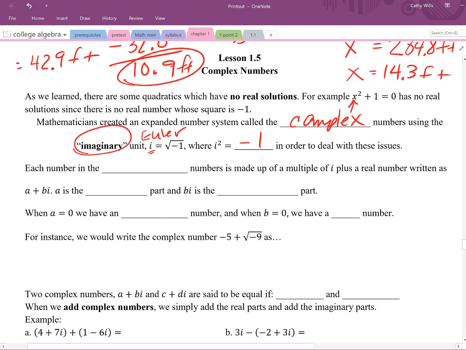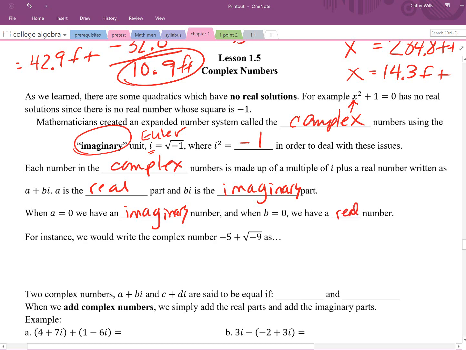Each number in the complex numbers is made up of a multiple of i plus a real number, written as a plus bi. a is the real part and bi is the imaginary part. All right, so when a equals 0, we have an imaginary number. If there is no real part, it's just an imaginary number. And when b equals 0, we just have a real number. If there is no imaginary part, then you've got a real number.